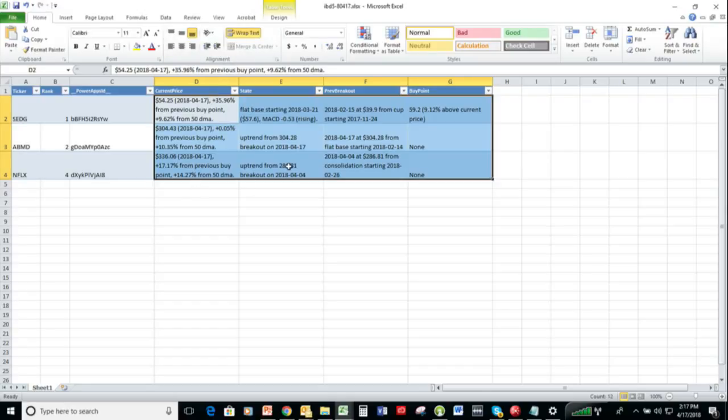So we can see for Netflix, there's no buy point. The current price is $336. It's in this uptrend from the breakout on April 4th, which is the previous breakout. So it gives you the state, and if this would run a little faster, it's something you could do with the whole IBD 50 every day or every week to see which of your stocks are approaching a buy point that you should consider buying the next day.